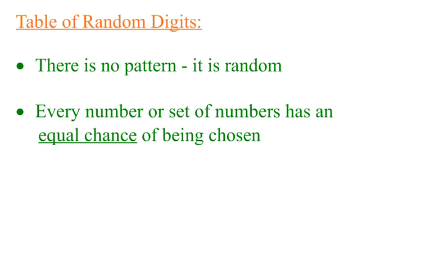Now, one of the ways that we find a simple random sample is a table of random digits. The one thing we like about it is there's no pattern to that table. It's totally random. And every number or set of numbers has an equal chance of being chosen, which is really big for a simple random sample. Everyone has the exact same chance of being chosen.